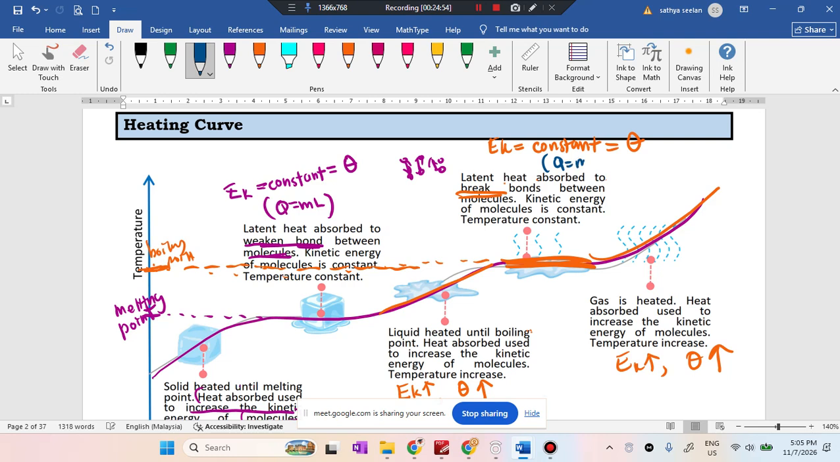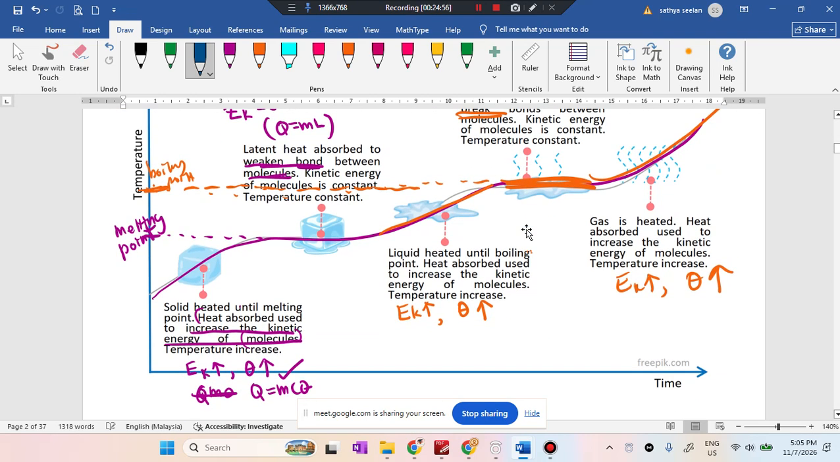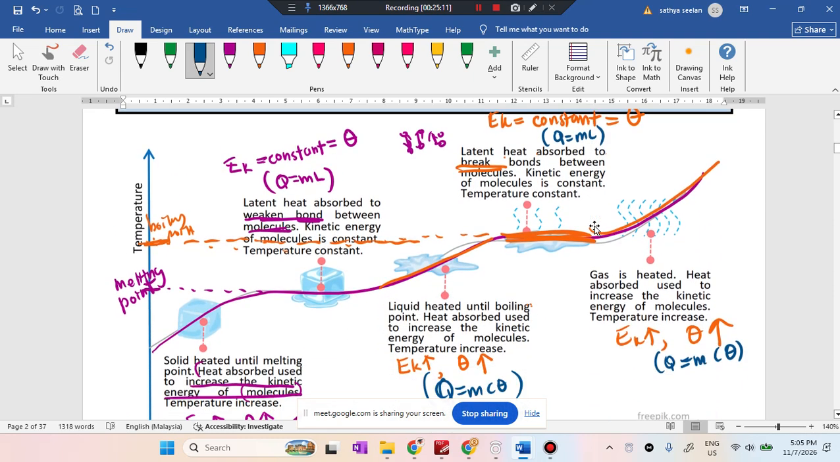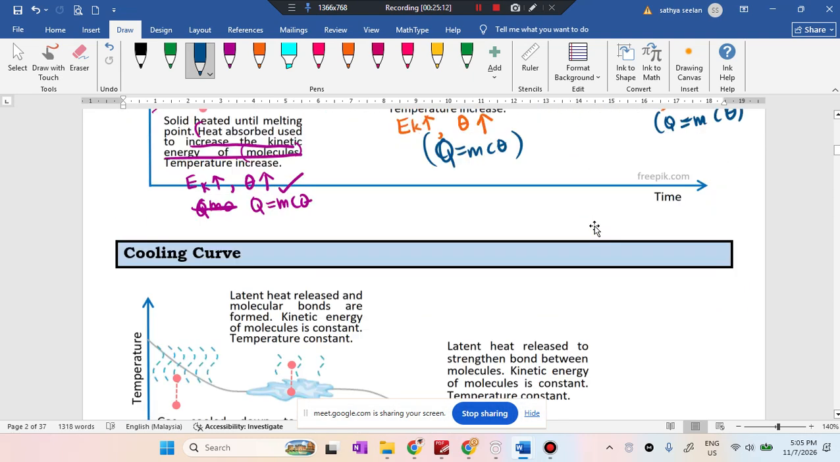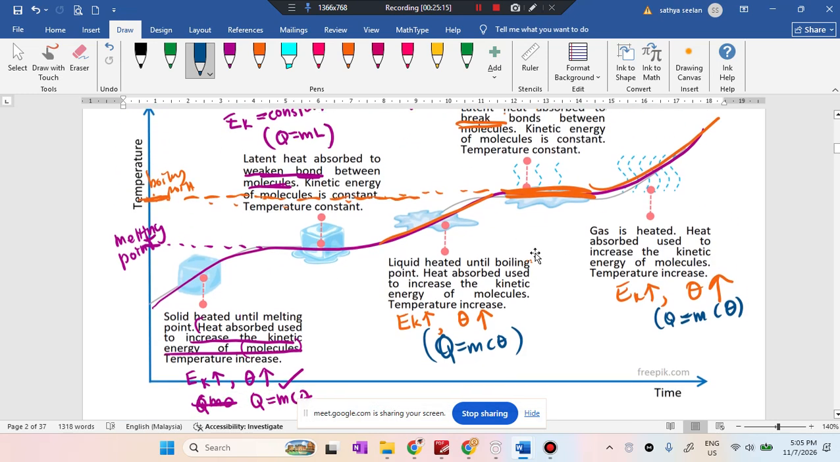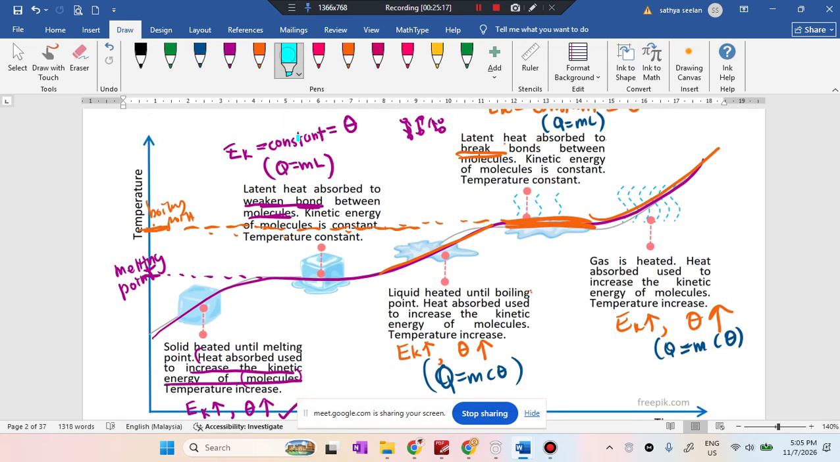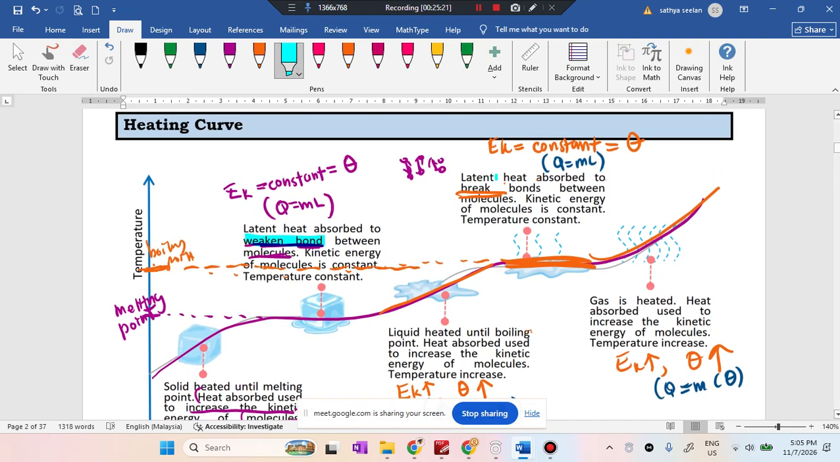Okay. So maksudnya, this one you use Q equal to ml. Yang ni temperature naik what? So Q equal to MC theta. Kalau you tak ada theta, you nak ganti apa dalam ml tu? Okay, kalau ada theta berubah, mestilah Q equal to MC theta. So I hope you get a clearer picture. Okay, dekat sini apa keyword yang kita kena guna? Weaken the bond, while here break the bond.